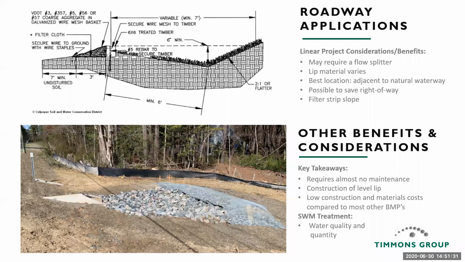The construction of the level lip is critical to the function because if it's not level, water is going to channelize when spilling over. It has low construction and materials costs as well. The main concern with this will be the space that the filter strip takes up. And you can also use the compost amended soils that Mike was talking about at the beginning for this filter strip, which North Carolina actually does recommend using in this instance to promote plant growth.